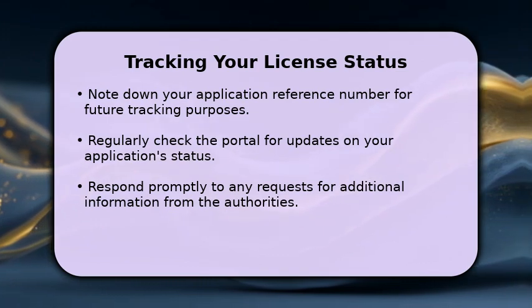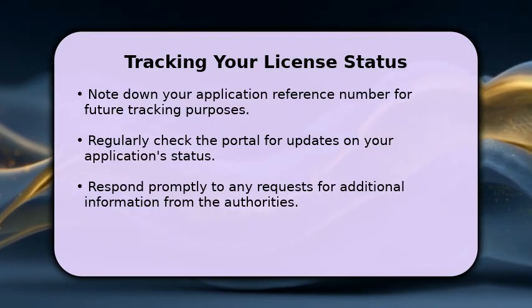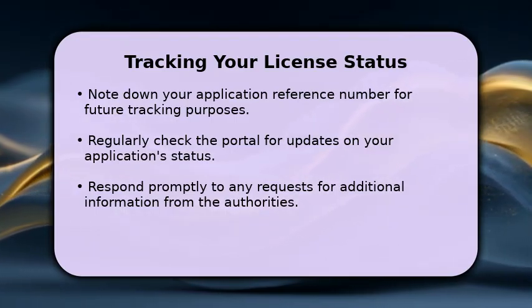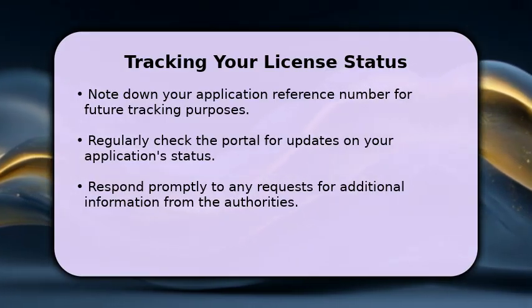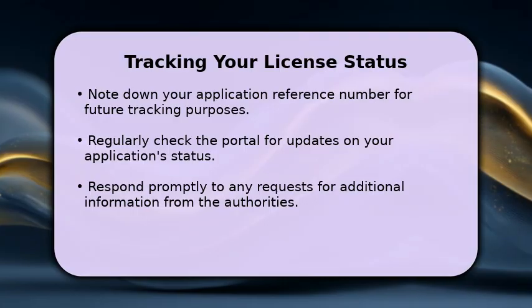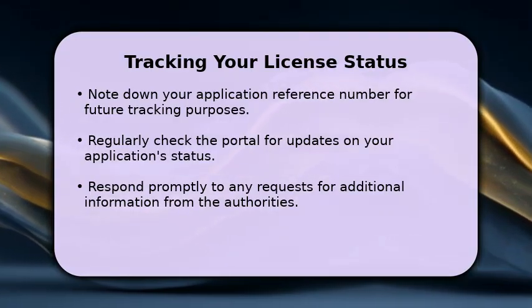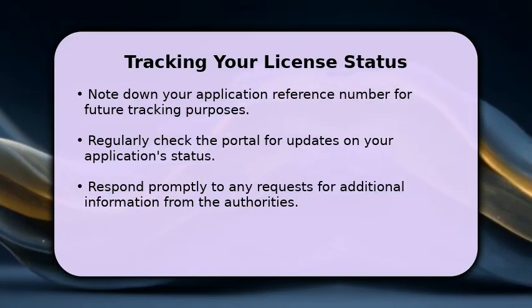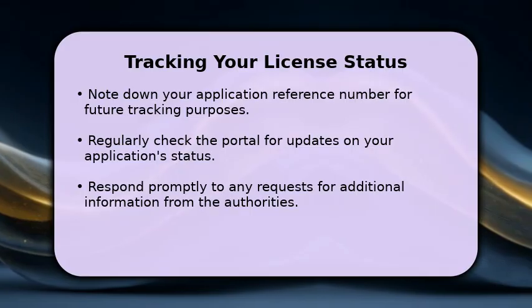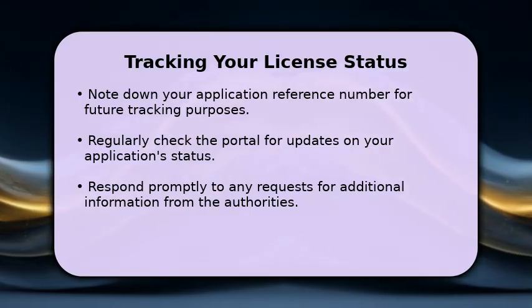You should regularly check the online portal for updates on your application status, as processing times can vary, often taking between 7 to 15 business days. If the authorities request any additional information or clarification, respond promptly to avoid delays. Once your application is approved, you will be able to download and print your official trade license certificate directly from the portal, completing the process.